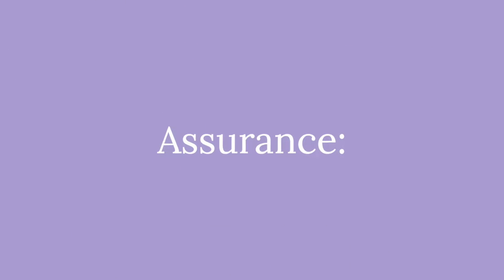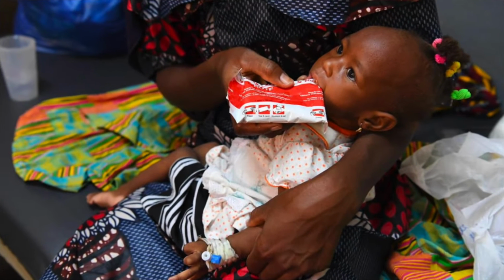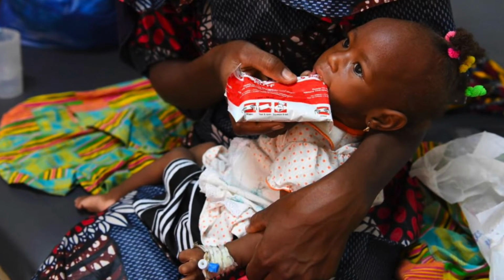UNICEF programs assure children in underdeveloped countries have access to proper nutrition by providing therapeutic food. They also assure that they have access to health care when they get sick to prevent premature death.